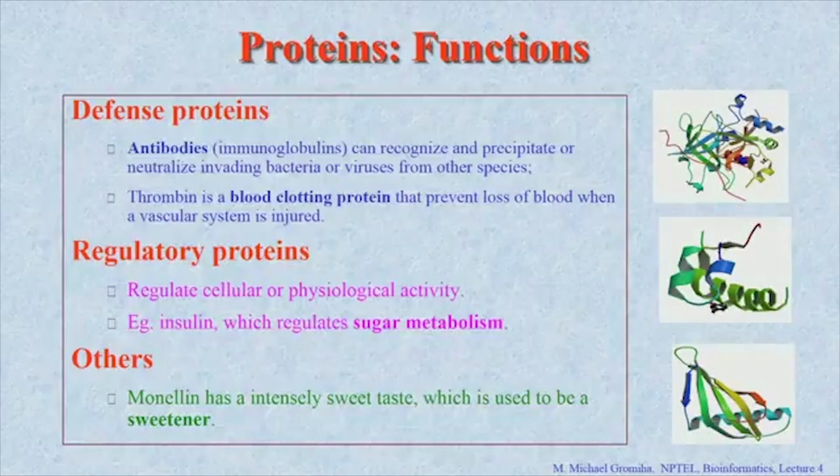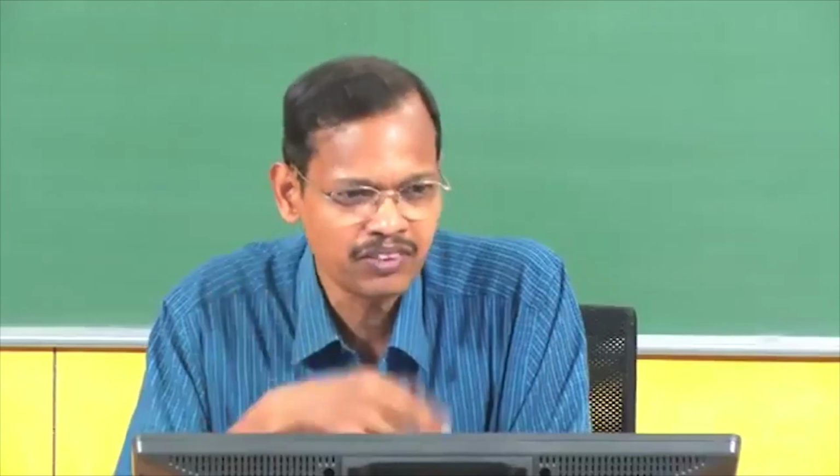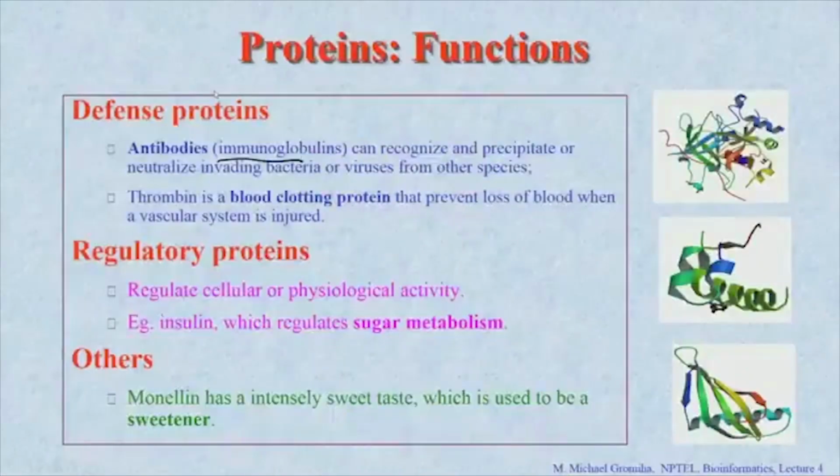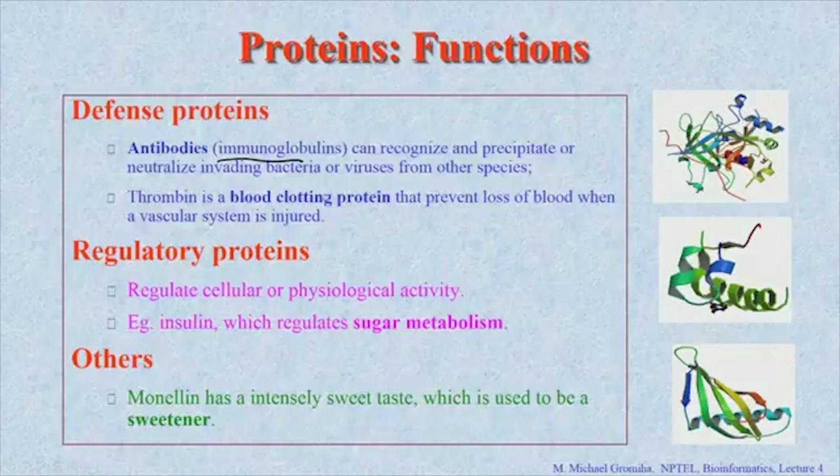Now there are other proteins called defense proteins. So what are called defense proteins? Antibodies. Because we defend ourselves, because we have to be safe from the environment, from the bacteria or viruses or anything. Like immunoglobulins, right. These can recognize and precipitate or neutralize the invading bacteria or virus from the other species.